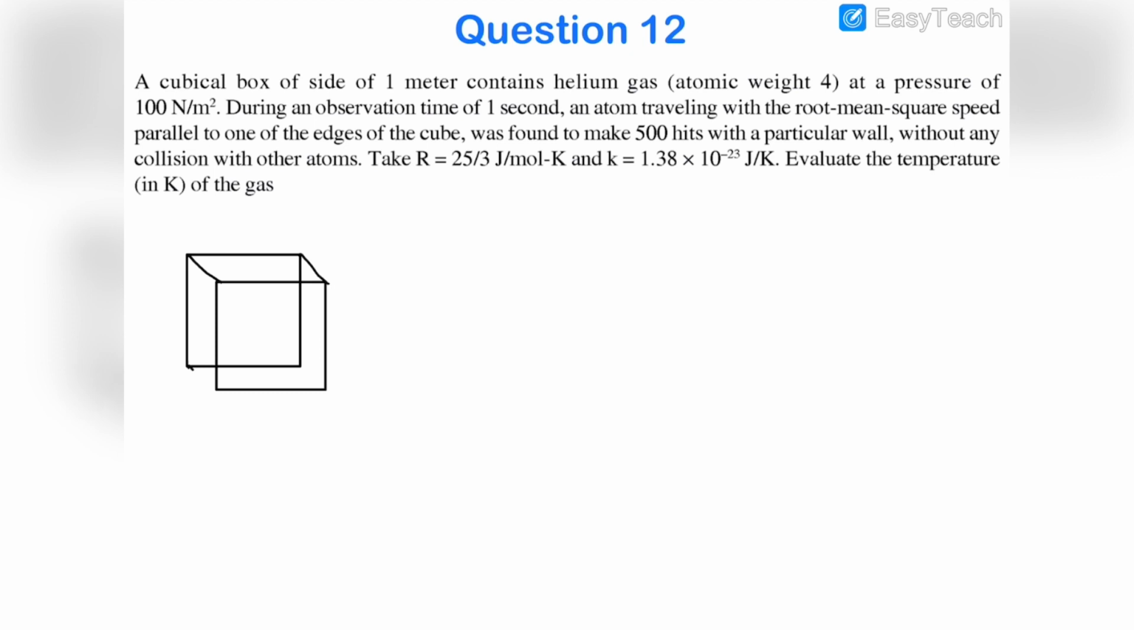This is a cubical box of side 1 meter, and in this box there is a helium gas whose atomic weight is obviously 4, and the pressure of the gas is 100 Newton per meter square. We are observing a single atom which is traveling with the root mean square speed, and we are observing that atom in the time span of 1 second. We observed that that atom was found to make 500 hits on the single wall, without any collision with the other atoms. We have to find out the temperature of the gas.